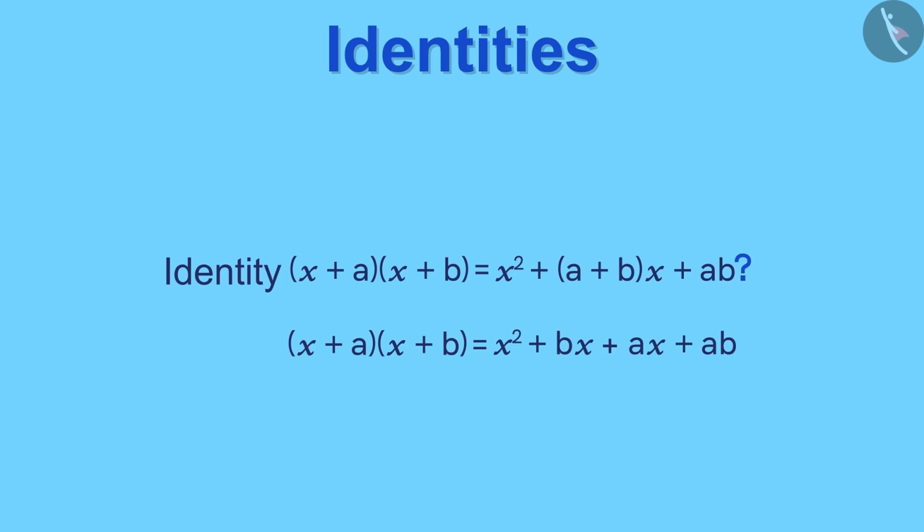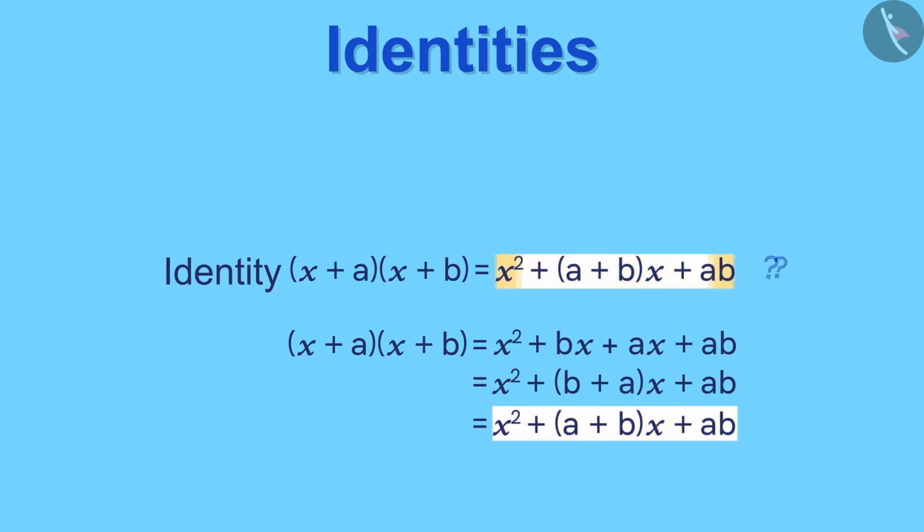But this doesn't look like the right-hand side of our identity. So how do we get that? When we look at these two middle terms, we can see that they both have variable x in common. We can take that x as common and write it like this. And now, we can see that this is the same as the right-hand side of this identity. Therefore, this given expression is an identity.